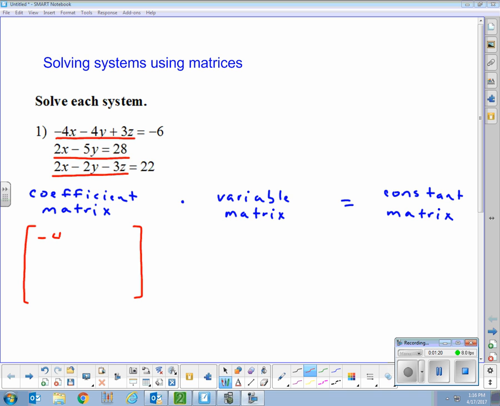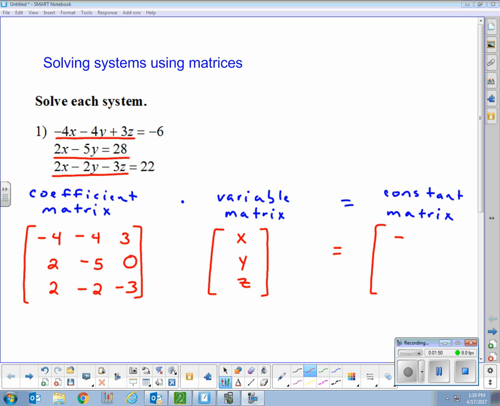So the first row in my coefficient matrix is -4, -4, 3, followed by 2, -5, 0, because I'm missing the z term, and 2, -2, -3. So if any variables are missing, you need to put a 0 in their place. If I multiply this by a variable matrix, I'm going to list the 3 variables as a column in order. And then this would equal the constant matrix, -6, 28, and 22.